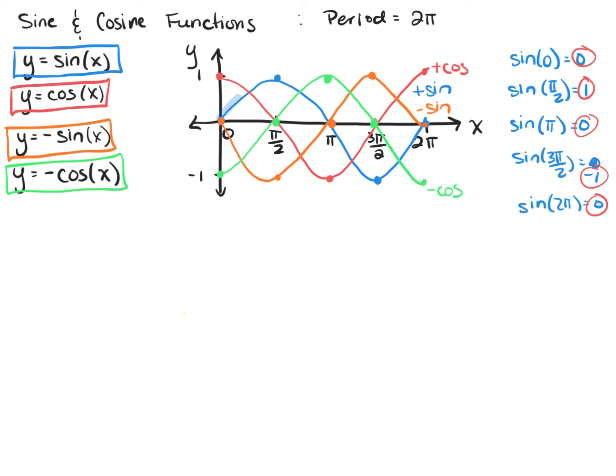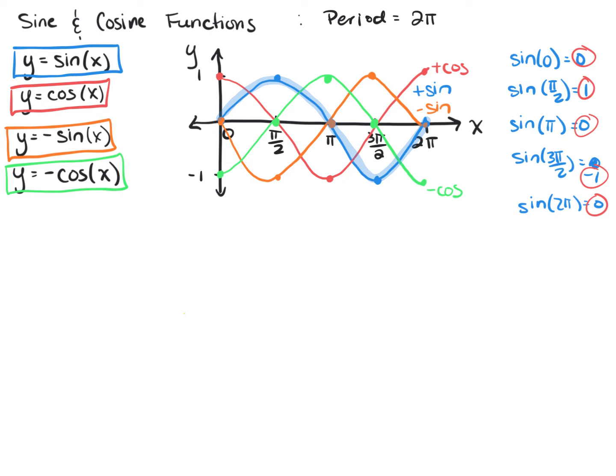So positive sine always looks like that S, okay, where we start at the midline and then we hit a maximum, and then we go back to the midline, minimum, and then back to the midline. Okay, I'm going to highlight the positive. Okay, so we just graphed positive sine.